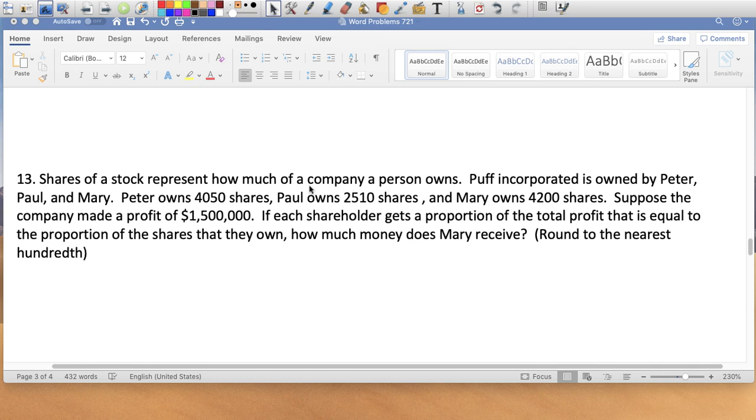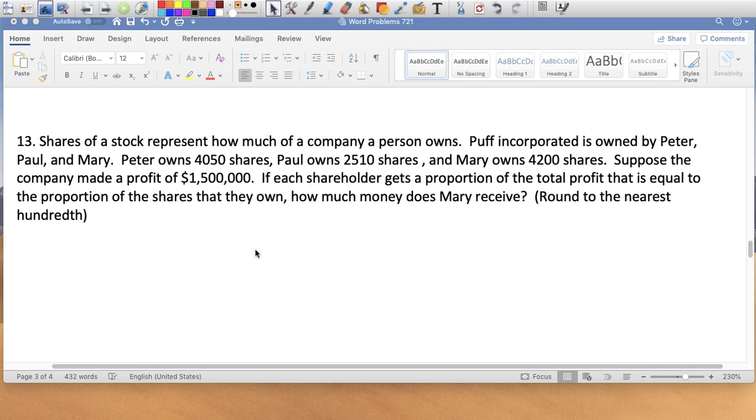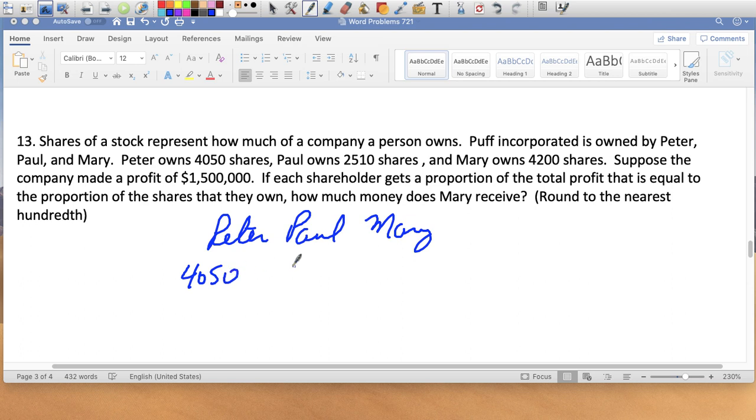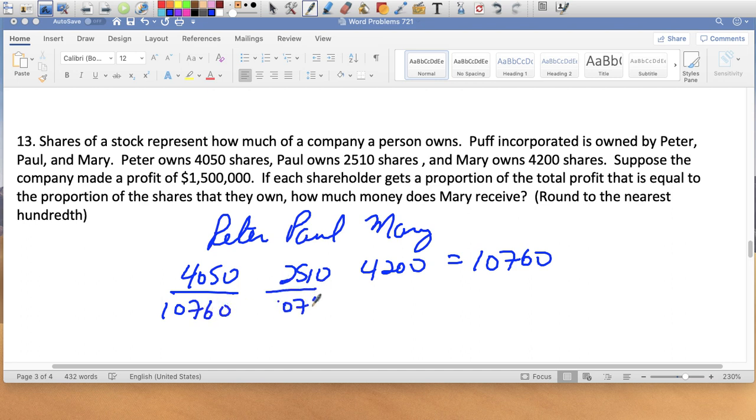Last question, shares of a stock. Okay, so you have a company here, and it's owned by Peter, Paul, and Mary. Peter owns this many shares, Paul owns this many shares, and Mary owns this many shares. Well, obviously Mary is the big shareholder. She's the boss here. So whoever owns more shares owns more of the company. So that's a total of 10,760 shares. So Peter owns that much out of this, and then so does Paul, and so does Mary. Right?